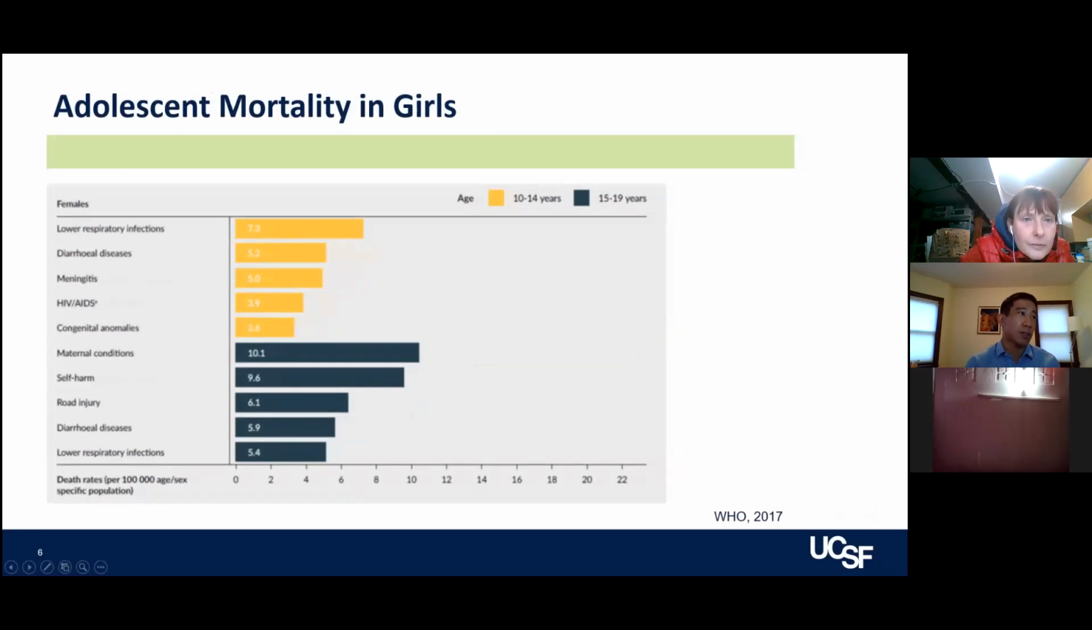Now, if we look at girls, especially for the younger adolescents, the top causes are lower respiratory infections, diarrhea, meningitis, HIV. But as you get into older adolescents, actually the top causes are maternal mortality or more maternal conditions, then self-harm, then road injury, and then some infectious diseases like diarrhea and lower respiratory infections.